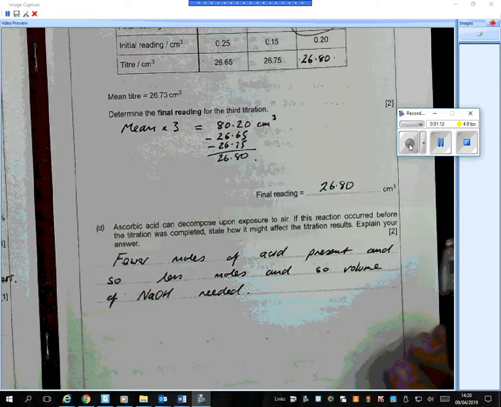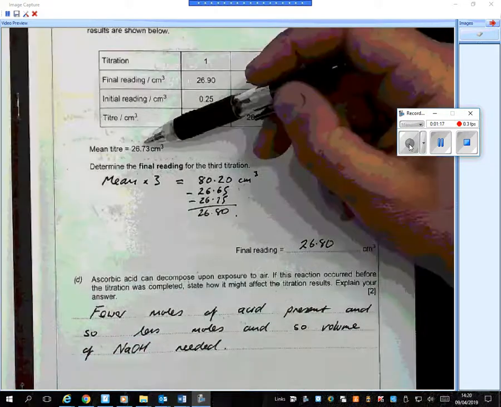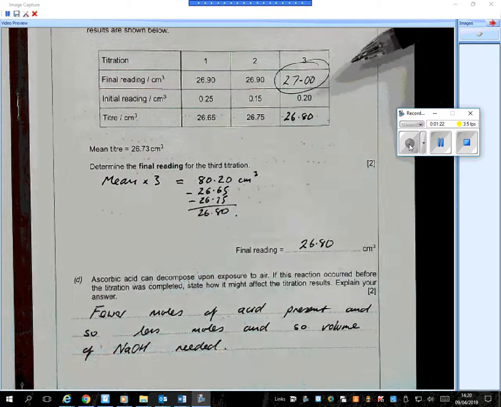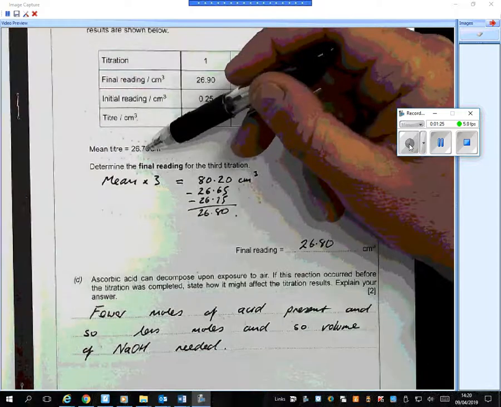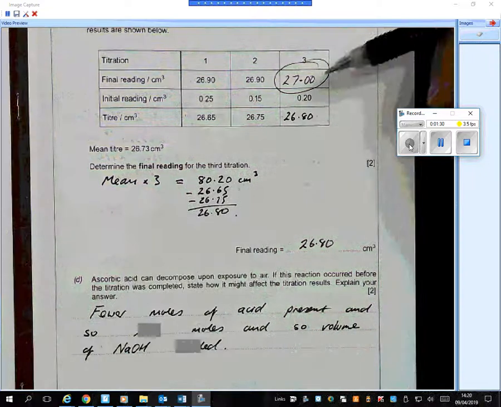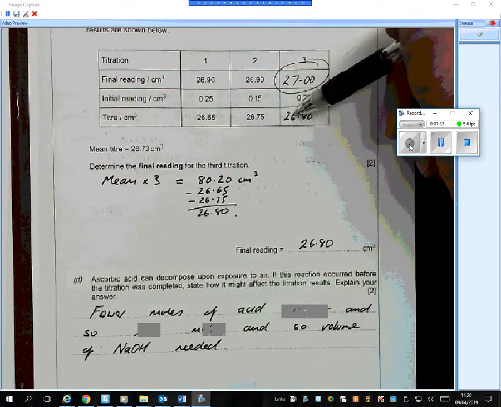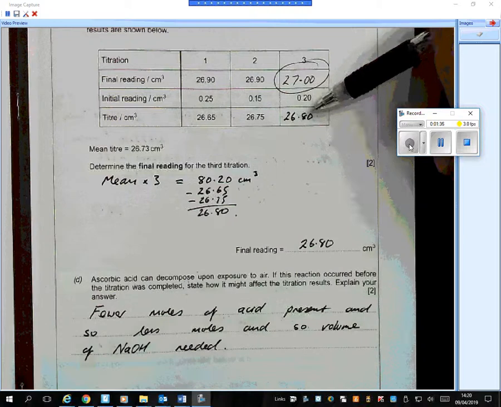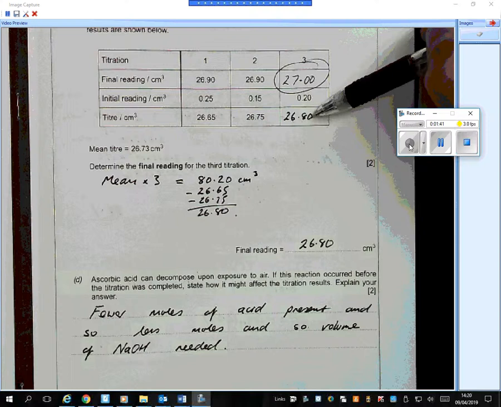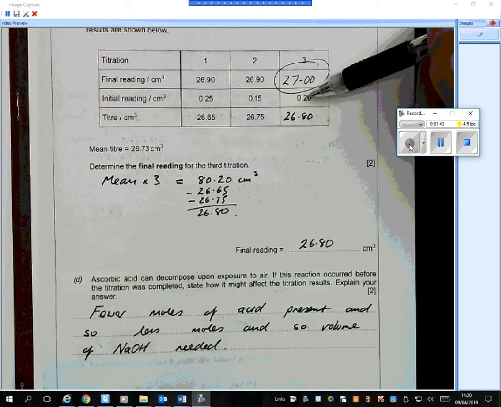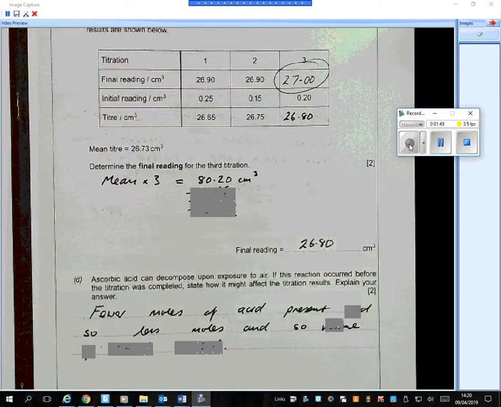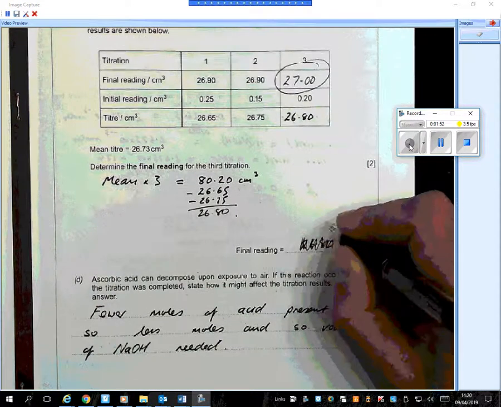Bit of a funny question, the next one. You're given the mean titre, and you've got to work out the final reading here. So what we're going to do then is multiply the mean by 3, and then take these two values away from it, which is going to give you this value, 26.80. Don't forget, when you're using a burette, this last digit here can either be 0 or 5. And then obviously you're going to add 0.2 onto that to give 27.00. Okay, so the final reading actually is 27.00.